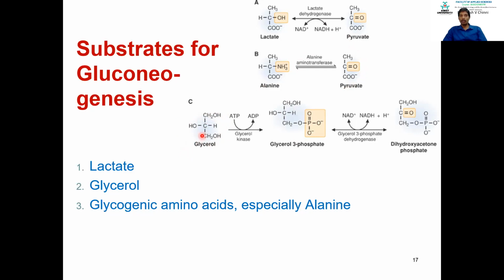How? Glycerol will first convert into glycerol 3 phosphate by utilizing ATP, and glycerol 3 phosphate converts into dihydroxyacetone phosphate, which is the intermediate of glycolysis. Once it forms two molecules of dihydroxyacetone phosphate, then one of them will be converted into glyceraldehyde 3 phosphate. Both will combine to form fructose 1,6 bisphosphate. Then further, the same thing which we have discussed just now will be converted into glucose.